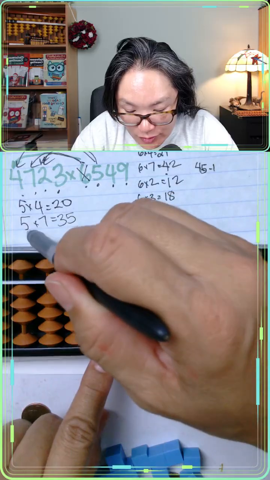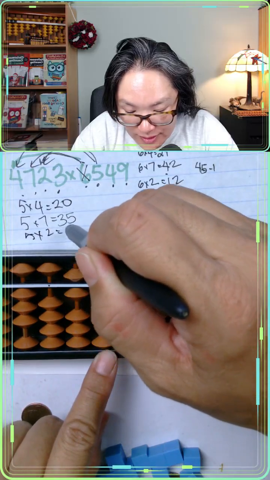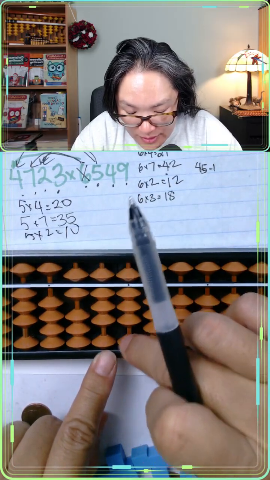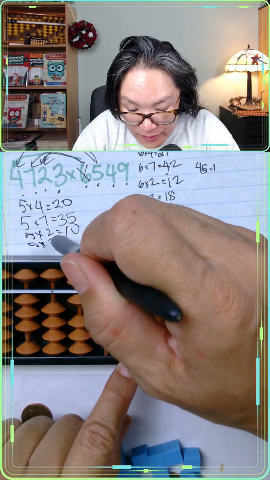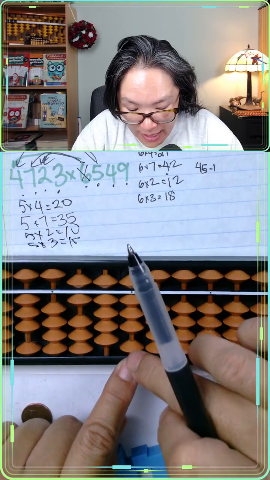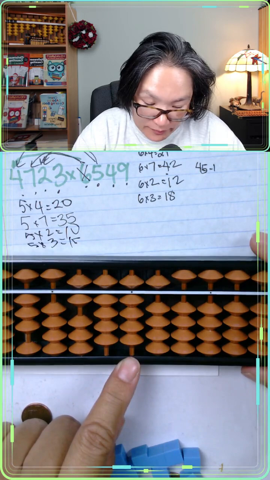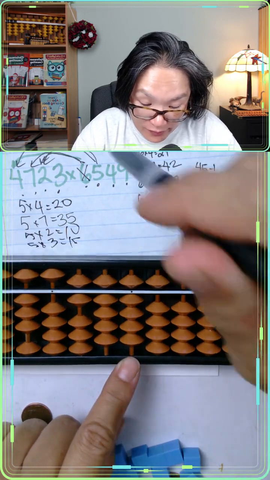5 times 2 is 10. Add the 1. Add the 0. And then 5 times 3 is equal to 15. Add the 1. Add the 5. All right, we're done. We've done this.